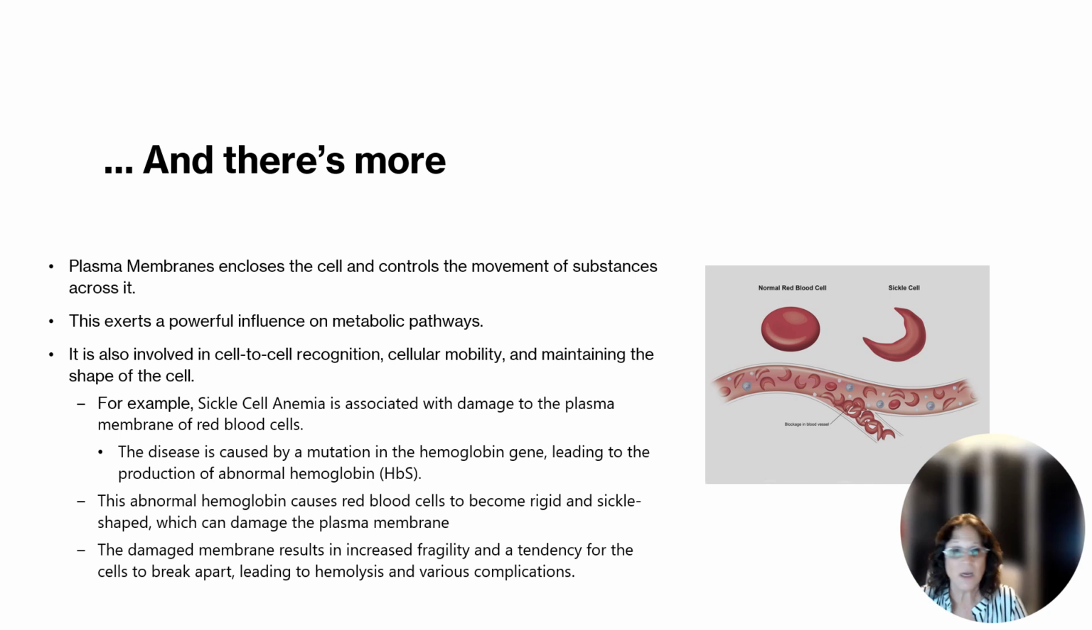And you might think, who cares? You know, a cell is a cell. You'd be wrong. We do care. And one of the biggest examples of problems with the plasma membrane is sickle cell anemia.